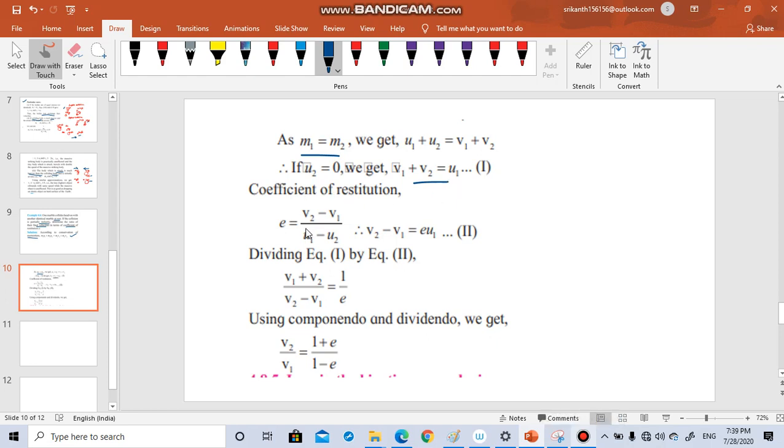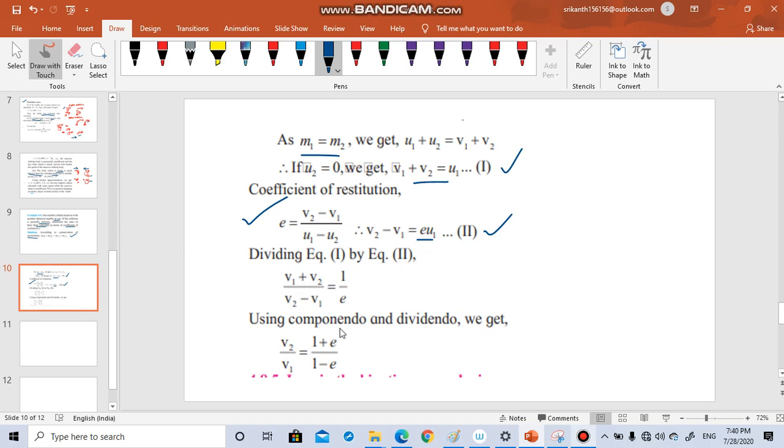What is the coefficient of restitution? This is the original formula. If in the top you write v2 minus v1, in the bottom you have to write u1 minus u2. You have to just swap it. If in the top you write v1 minus v2, in the bottom you should write u2 minus u1. That is the trick. So v2 minus v1 will be equal to e u1. This is our equation 2 and this is our equation 1. When you divide, only e is left. So if you do 1 divided by 2, this becomes 1 by e on the RHS. You are getting v1 plus v2 by v2 minus v1.